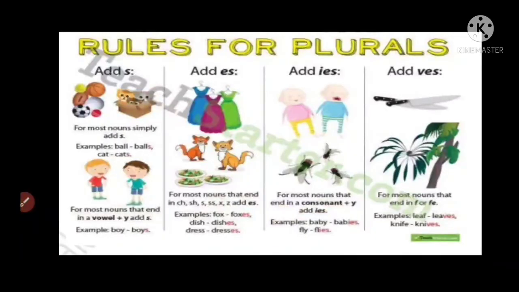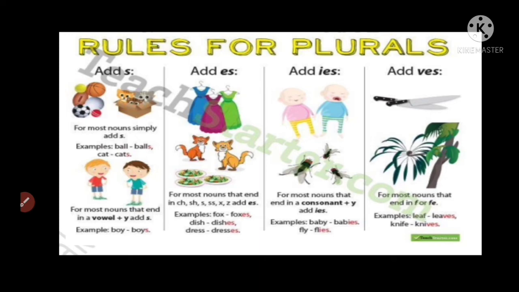Earlier, I shared a rule chart with you. Let us revise it again: how we will change a word into its plural form. The first rule is adding S. For most nouns, simply add S. For example, bowl, bowls, cat, cats.